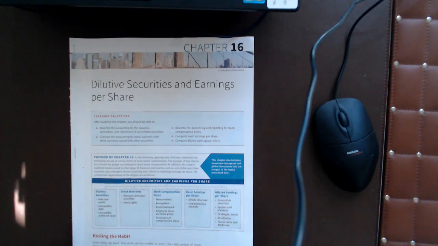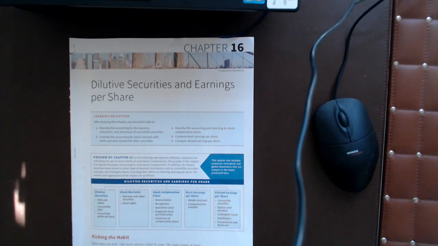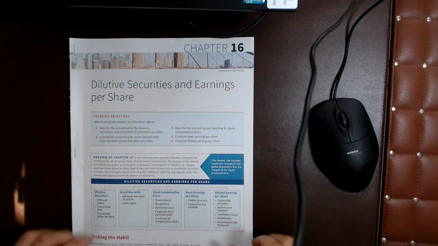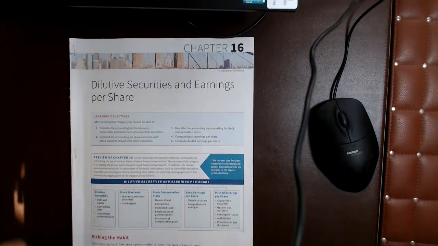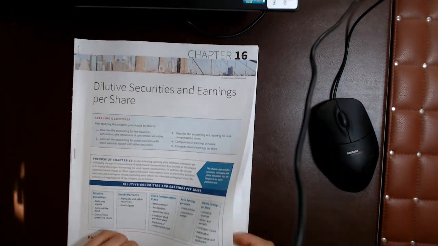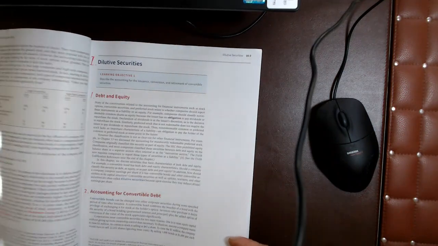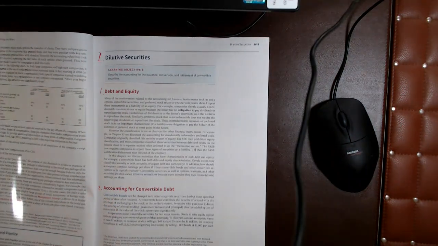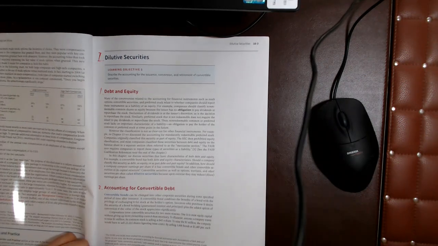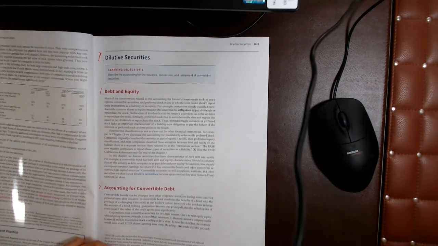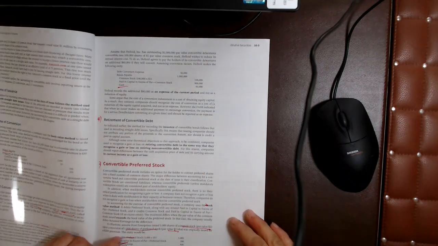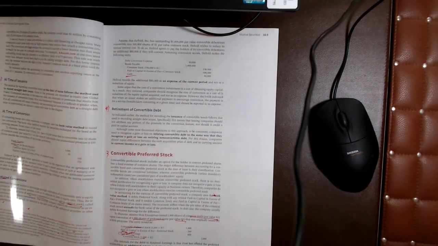Okay, Chapter 16, Dilutive Securities and Earnings per Share. For this chapter, I want you to briefly focus on some main important topics. For the others, you read them by yourself. So dilutive securities: for example, debt bonds can be converted to stocks, or preferred stocks can be converted to common stocks. So how do we record those?